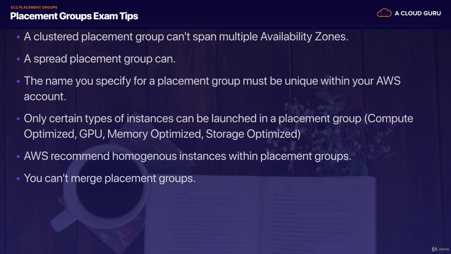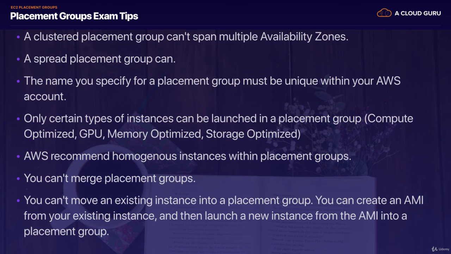Also remember that you can't merge placement groups. You can't take one placement group and another placement group and merge them. And you can't move an existing instance into a placement group. You can create an AMI from your existing instances and then launch the new instance from the AMI into the placement group, but you can't move an existing instance into the placement group. So you just need to create an AMI.